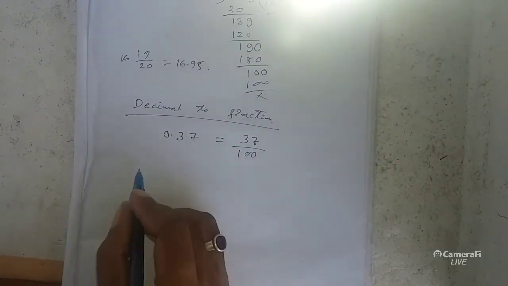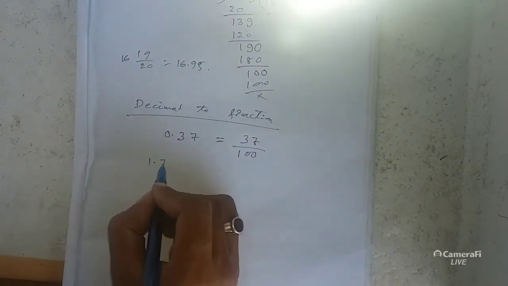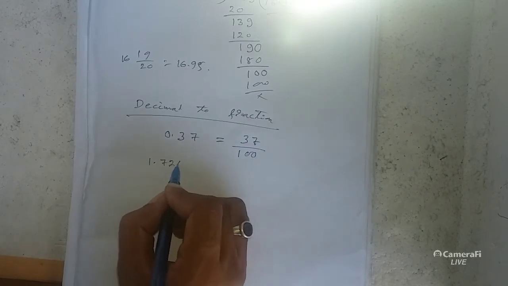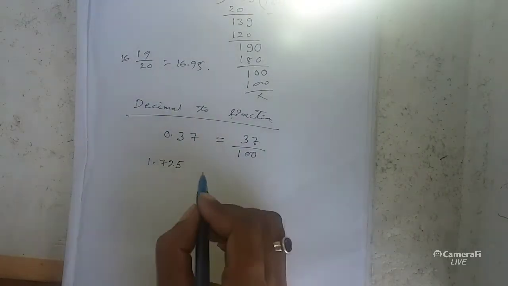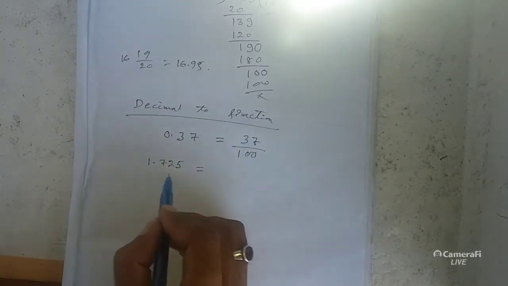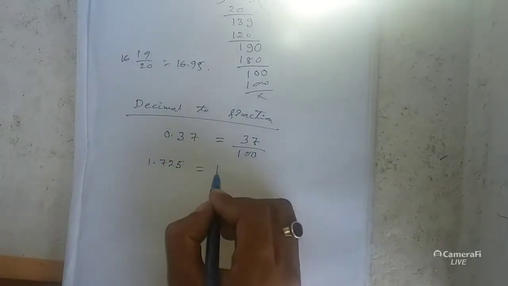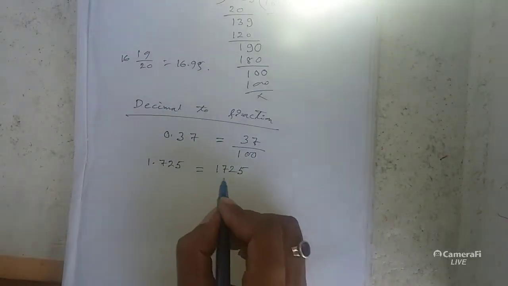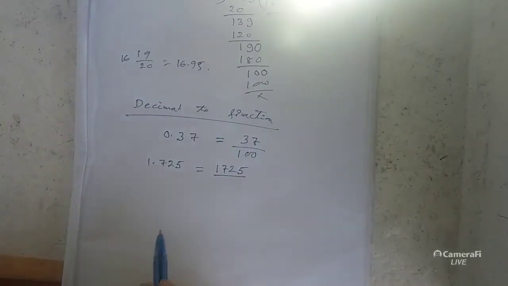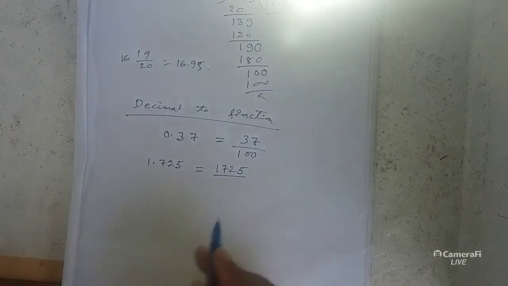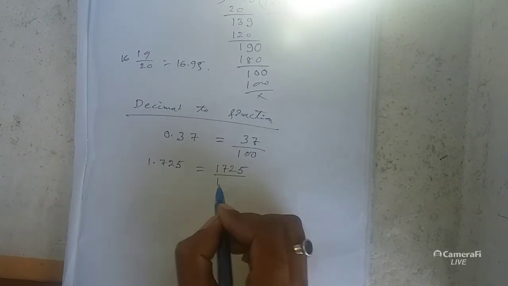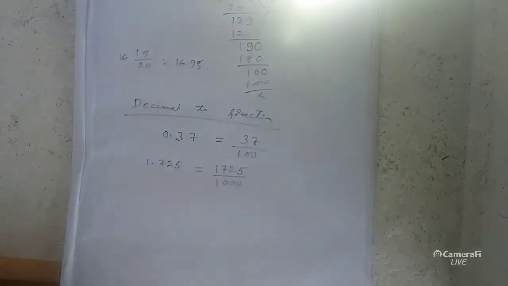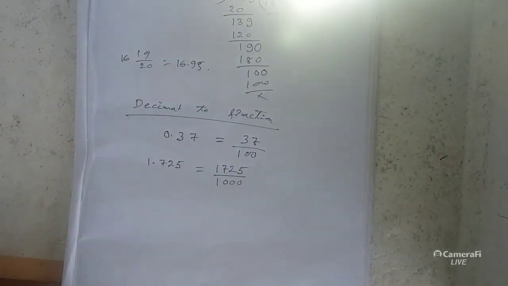Now, suppose the number is 1.725. Okay. So, we will write the total number removing the decimal, 1725. This is the numerator. Now, what will be the denominator? For the denominator we get 1 and 3 zeros. After the decimal there are 3 digits. So, 3 zeros after 1. Now, we can convert it into a mixed fraction.